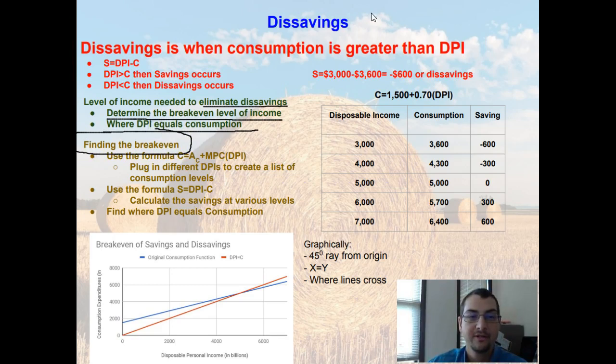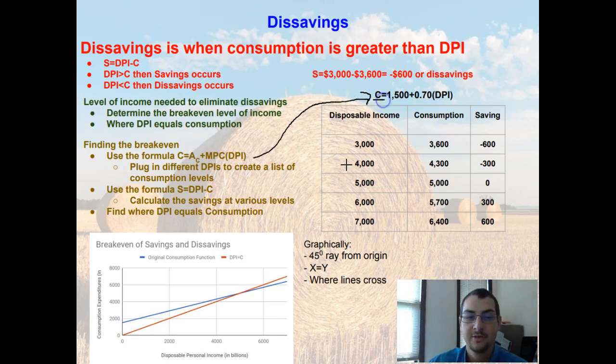Well, how do we go about finding the break-even? First and foremost, we need to use this formula: consumption equals autonomous consumption plus marginal propensity to consume times the disposable personal income. That was a bad arrow, sorry about that. That right there is the same formula that we're going to use where we're trying to find consumption. And if you remember, our example for this chapter is that we have an autonomous consumption of 1,500 and a marginal propensity to consume of 0.7.